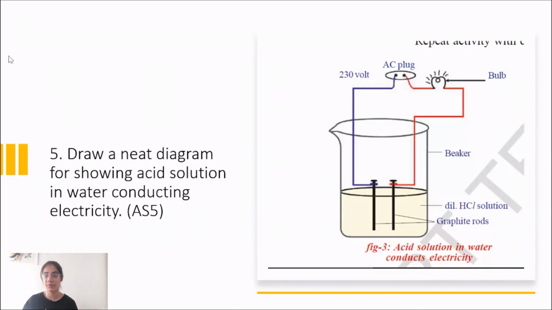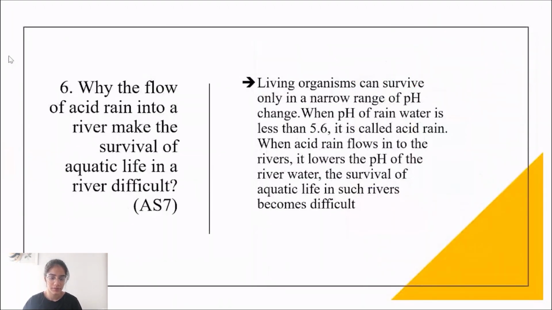If they ask you to explain how they do it, then you can explain the process of how they dissociate into H plus ions and their cations, and how the movement of these ions helps current flow through the dilute solution, and how they conduct electricity. If not, you just draw the diagram, label it, and that is it. That is it for this question. Let us go to the next question.